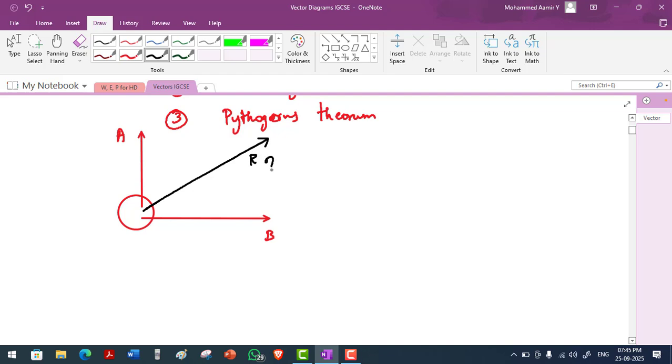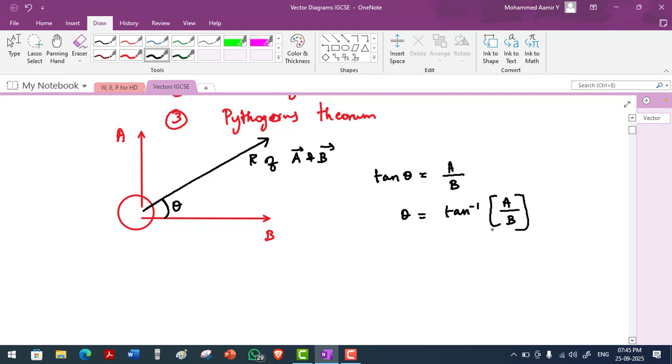So this will be the result of A and B vectors. And if you want to know the direction, we can use tan theta for that. That is opposite by adjacent, A by B. If you want precisely what theta is, then we should do tan inverse of A by B.